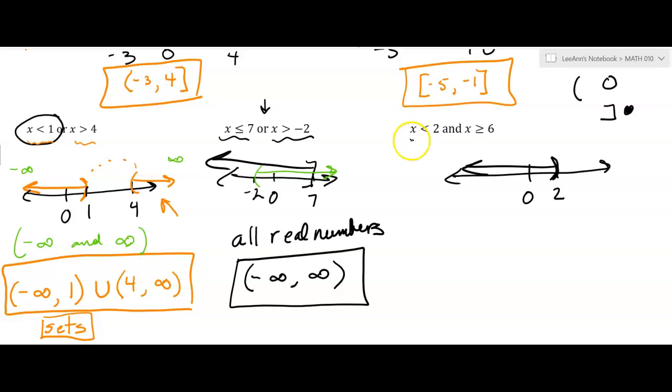So back to this problem. We said x has to be less than 2, and it's also got to be greater than or equal to 6. Well, there aren't any numbers that do both those things. With an and, it would have to be in both sets, and we don't have any numbers that are both less than 2 and bigger than 6. That doesn't make any sense. So we say here there's no solution.